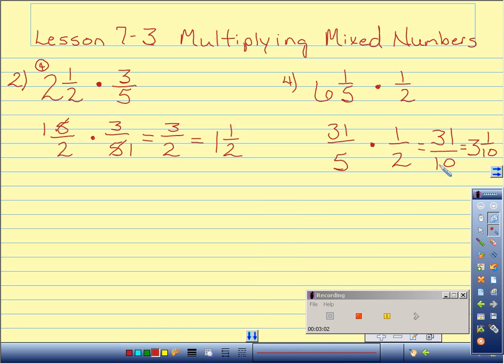If you're still having difficulty with it, go ahead and divide. Remember, top number in the house. 10 into 31. There's 3 times. 10 times 3 is 30. Leaves 1 left over. Remember, here's your whole number, your new numerator, and the denominator stays the same.